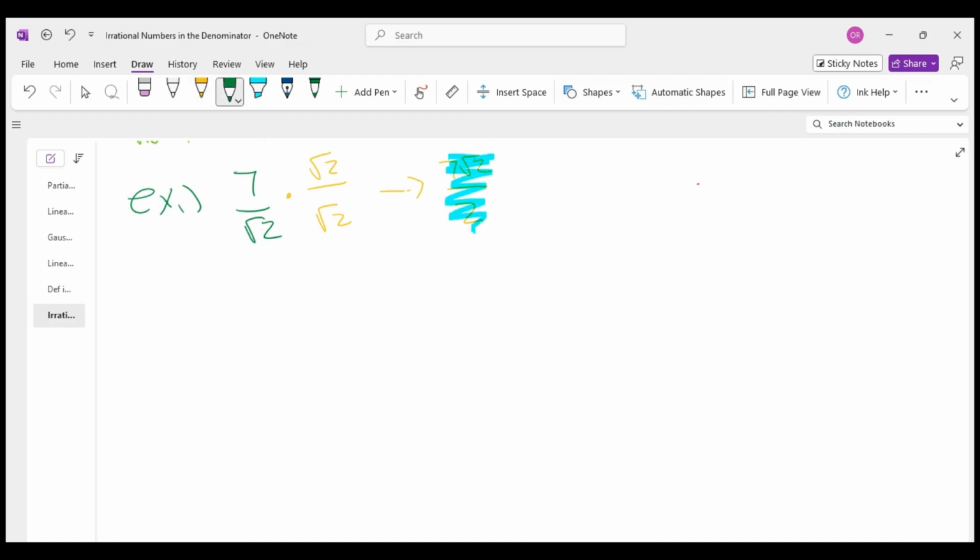Another example, let's say that we have 5 over the square root of 7, right? Just like the other one, we want to get rid of this square root 7 at the bottom, so we would multiply by the form of 1, square root 7 over square root 7. And this would lead us to get 5 square root 7 over 7. And again, since you can't simplify any further, this is your final answer.